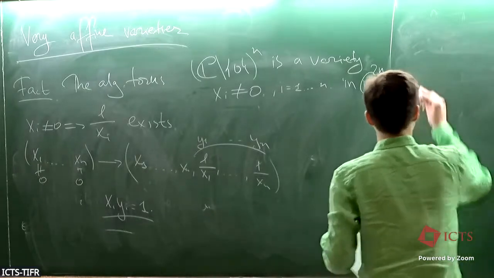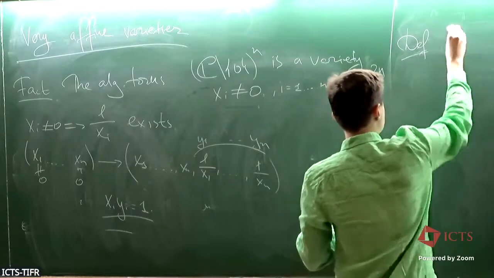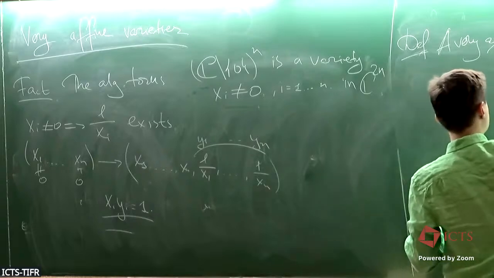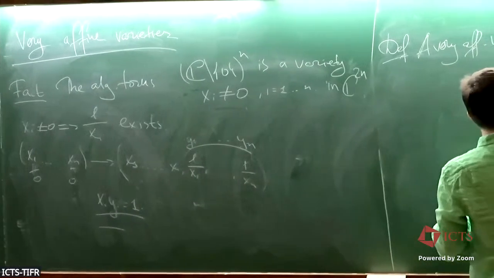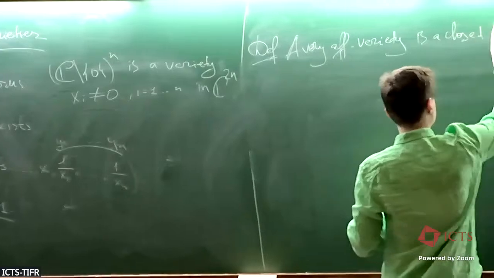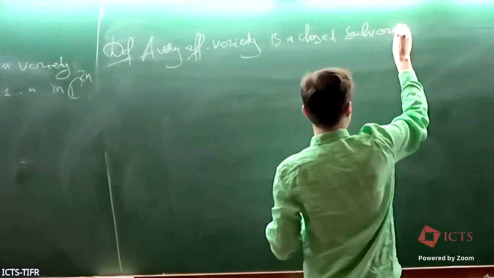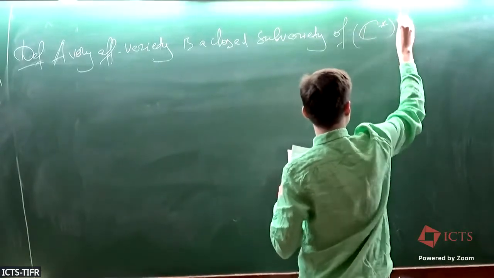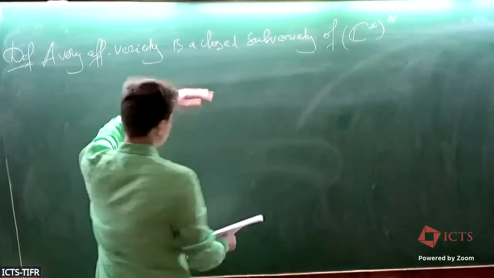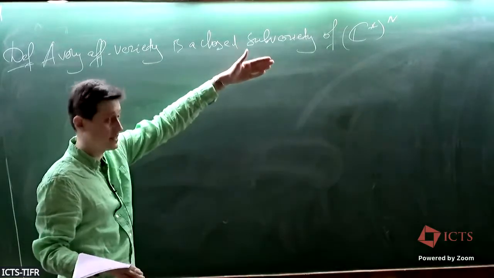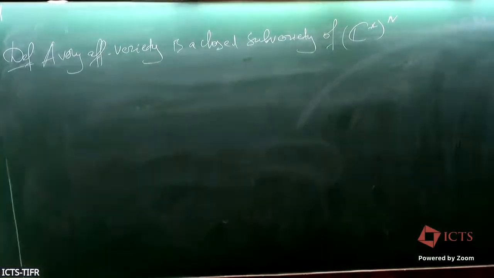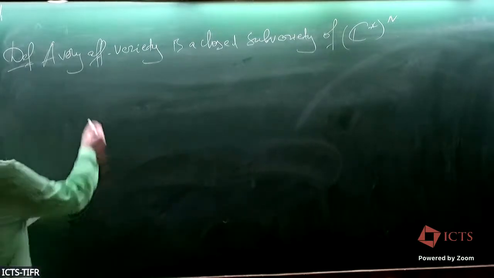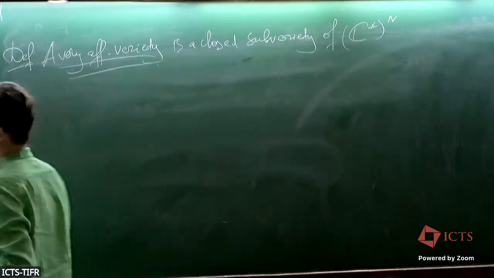Okay. So the definition: a very affine variety is a closed subvariety of the torus. So it is a variety itself which is contained in the torus, and it becomes a variety under this embedding. And very affine varieties are nice, as follows from the name.